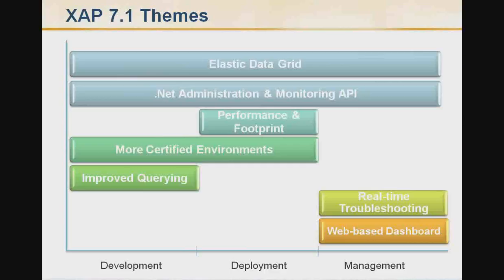The .NET administration monitoring API. So I mentioned before that one of the major things in version 7.0 was the introduction of that API in Java. And in 7.1, we've made sure that it is fully ported to our .NET edition. So now the power of this API is also available for .NET users. Some, of course, performance and footprint improvements. We'll cover those later in the presentation.